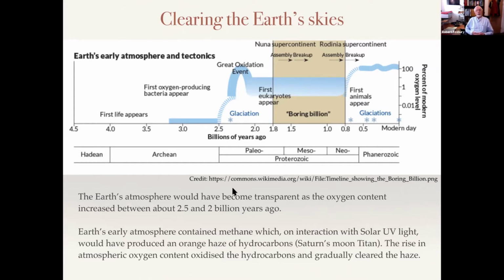And it was the first oxygen producing bacteria that began to appear early on that eventually produced oxygen in the ocean. And that oxygen eventually started filling up the atmosphere. And we end up about 2 to 2.5 billion years ago with the great oxidation event, which will have cleared the atmosphere by oxidizing all the nasty things in the atmosphere and clearing it up. So we've only had a blue sky really for the last 2 billion years of the Earth's history.